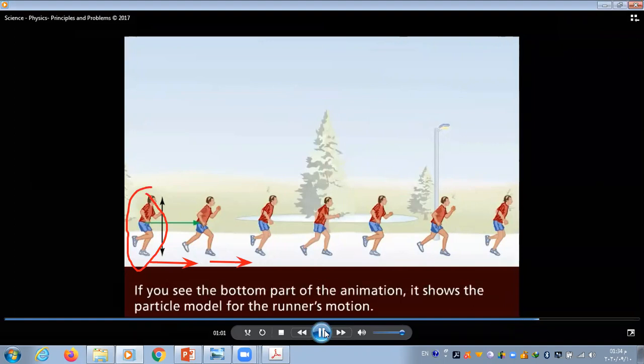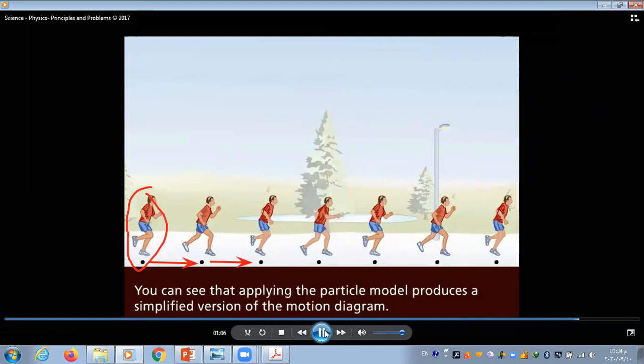The particle model for the runner's motion. You can see that applying the particle model produces a simplified version of the motion diagram.